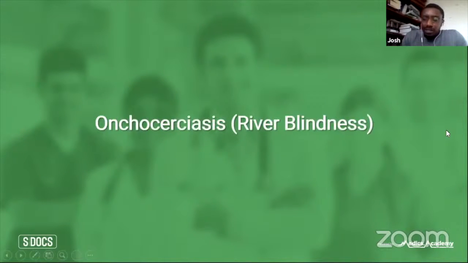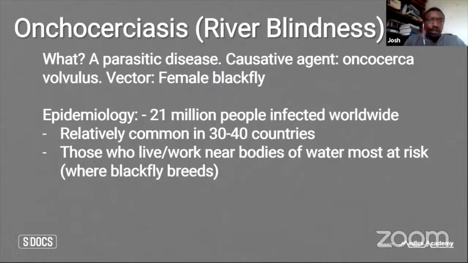So we'll start with onchocerciasis, or river blindness. What is onchocerciasis? It's a parasitic disease. The causative agent is Onchocerca volvulus, which is a parasite, and the vector is a female black fly, which spreads the parasite by biting other humans. The parasite then comes into the tissue or bloodstream, and once the parasite's inside the body, it lays multiple offspring, and they travel in the bloodstream to where they're going to cause lots of issues, but we're going to be focusing on the eyes today.